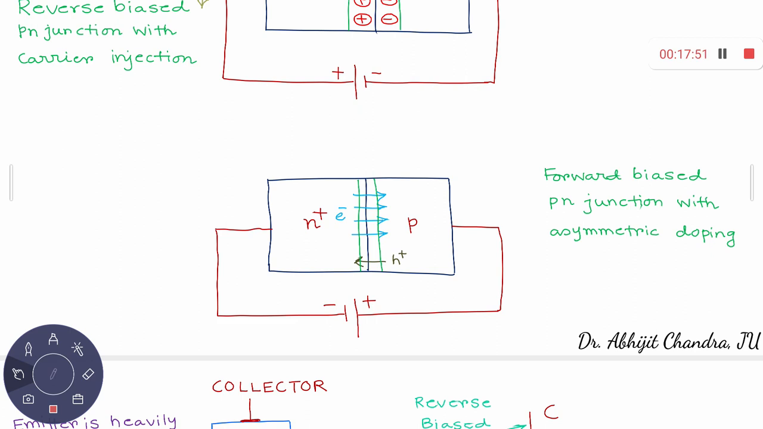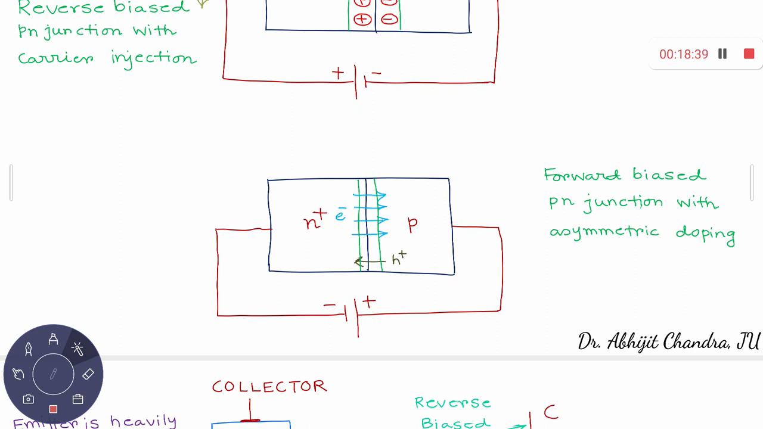Now let's consider a forward bias p-n junction with asymmetry in doping. Forward bias means what? Here you have the N side, here you have the P side, and the P side is connected to the positive terminal of the battery and the N side to the negative terminal. It's a forward bias p-n junction, right? But in terms of doping, this is not symmetric. The N side has more ions over there, that side is N plus. Suppose 10 to the power 19 atoms per cc here, and 10 to the power 16 atoms per cc here. So there is an order difference.